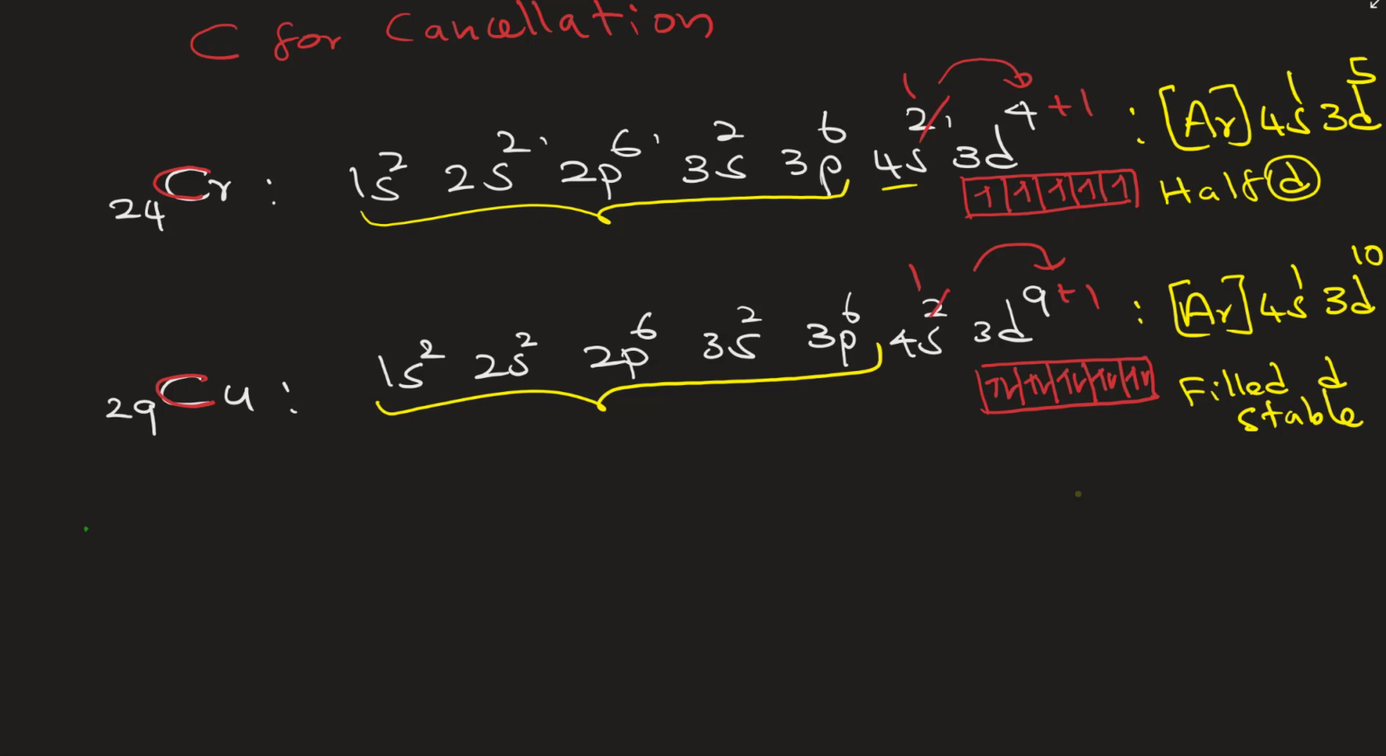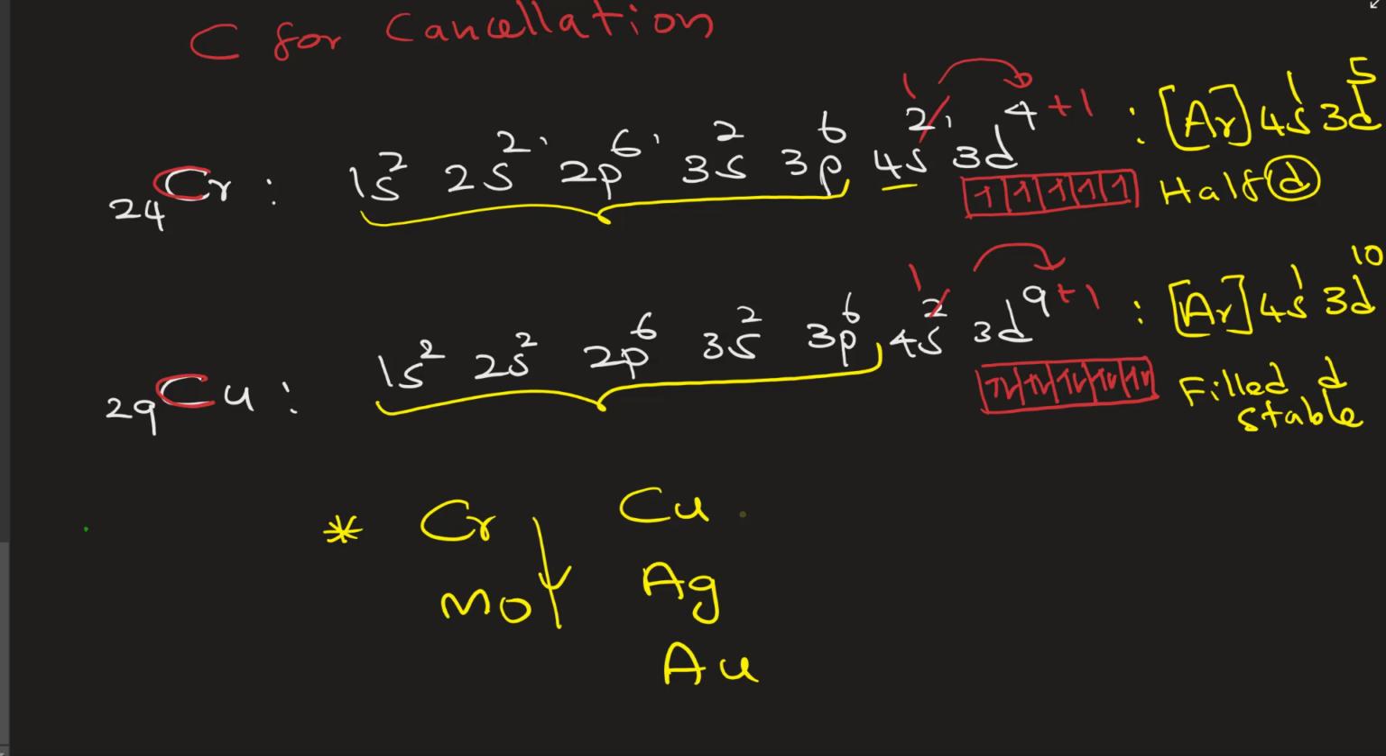Make D5 and D10, which is half filled and full filled stability. Now, here's the good news. Chromium below molybdenum, copper below silver and gold, they will follow the same thing. Of course, little brother, big brother. So it follows down the family, right? So that's what we want to know.